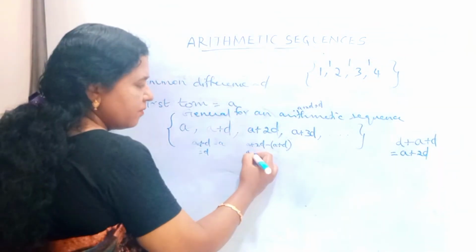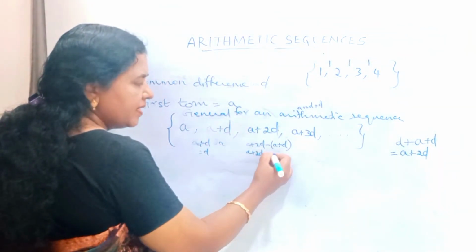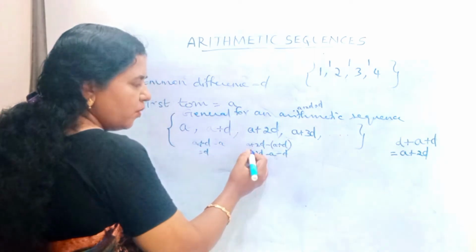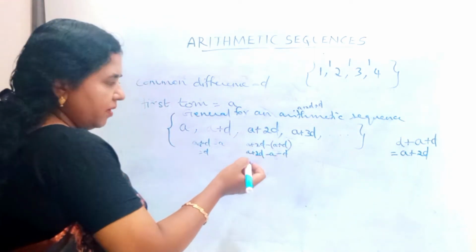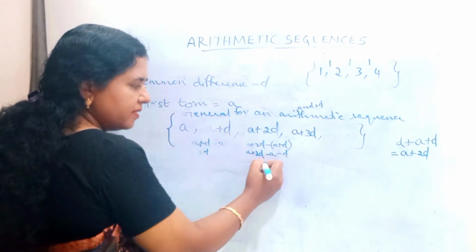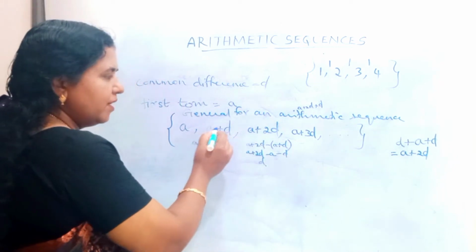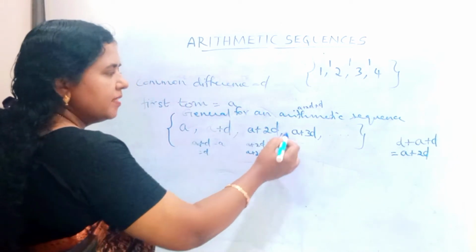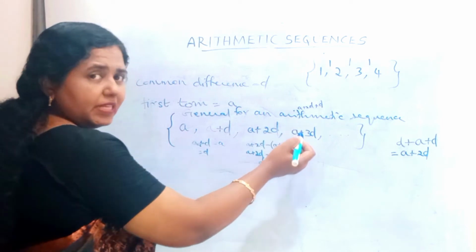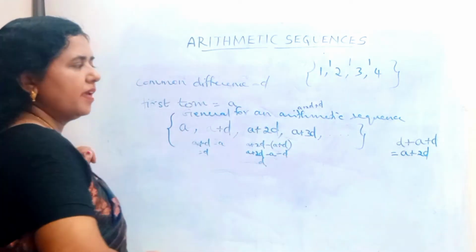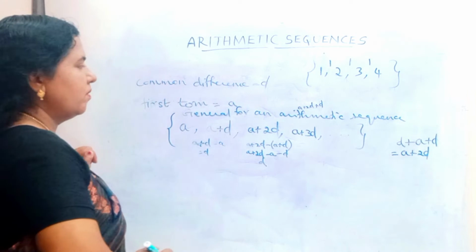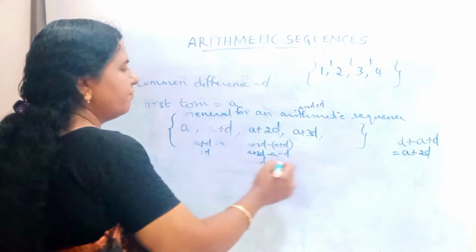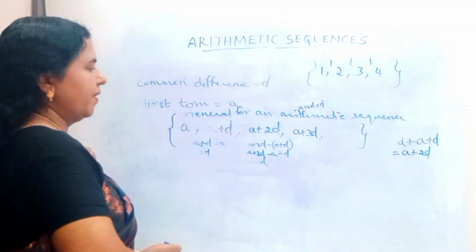So it is equal to a plus 2d minus a minus d. So a minus a becomes 0 and will get cancelled. 2d minus d is equal to d. So now the difference between these two terms is d. Similarly, when we find the difference between the next two terms, we will get the same d. So this goes on. Now this is the general form for an arithmetic sequence.